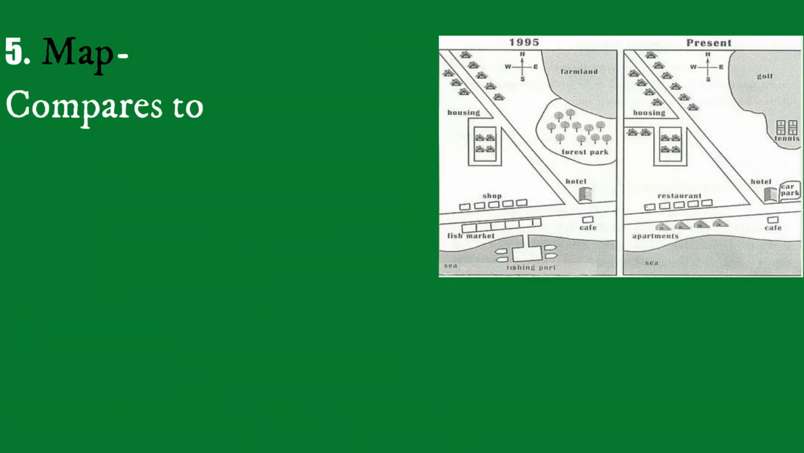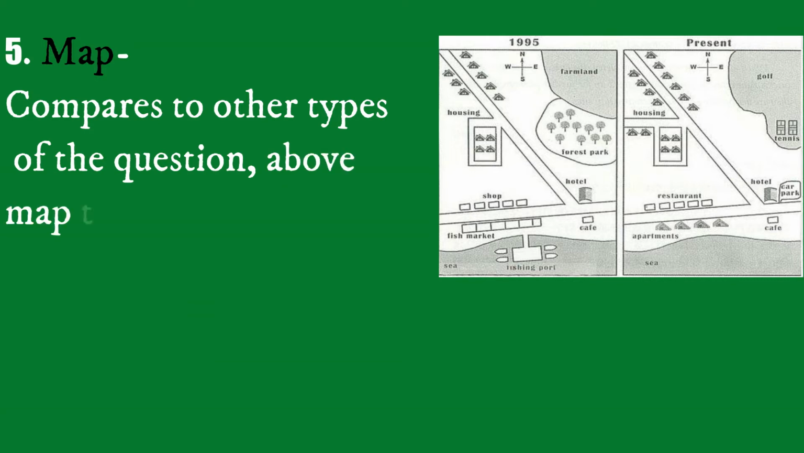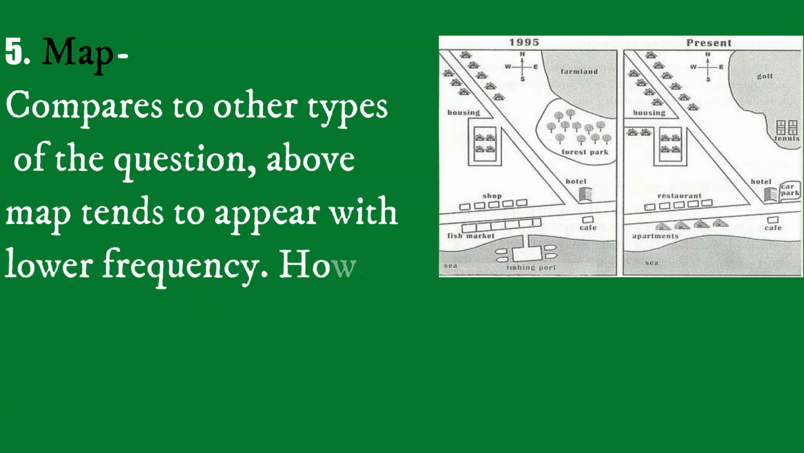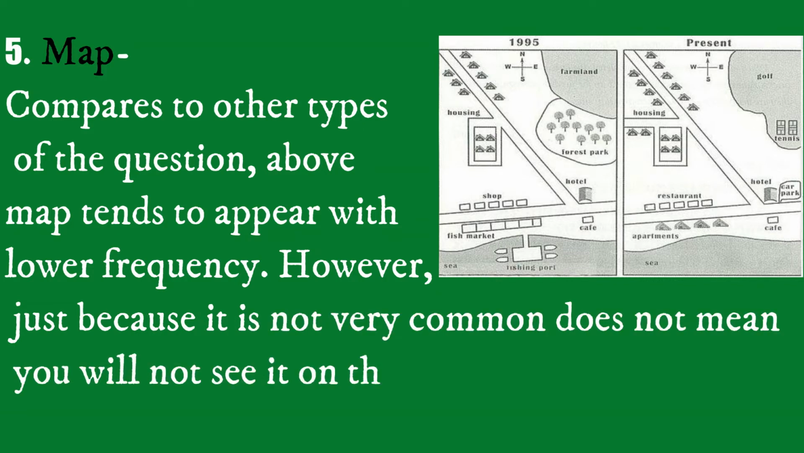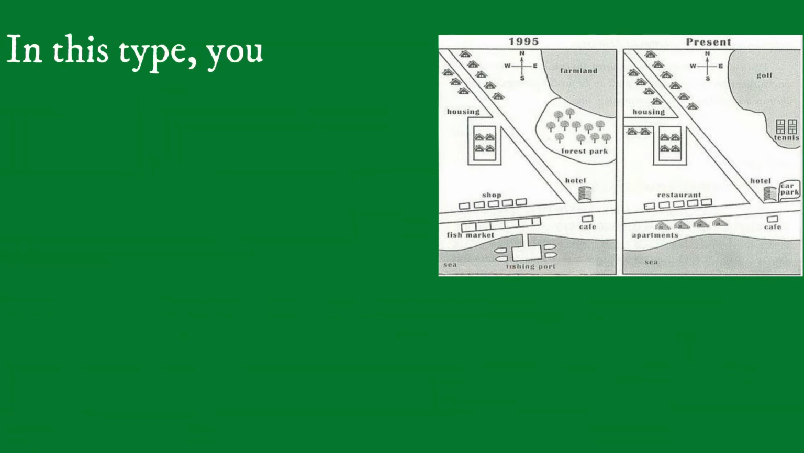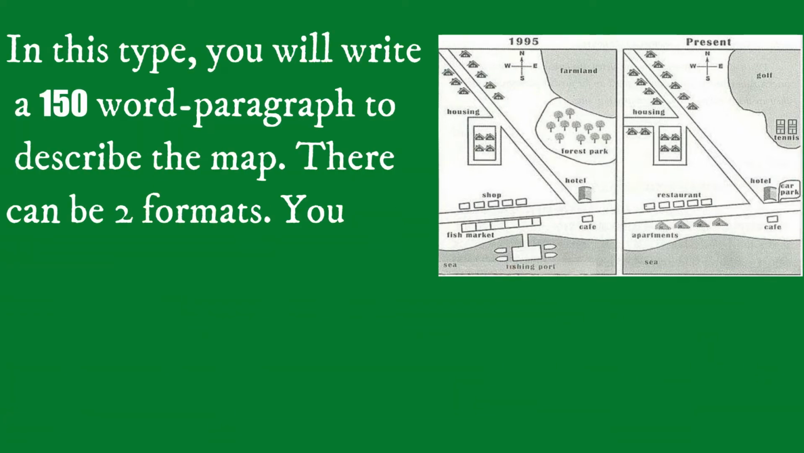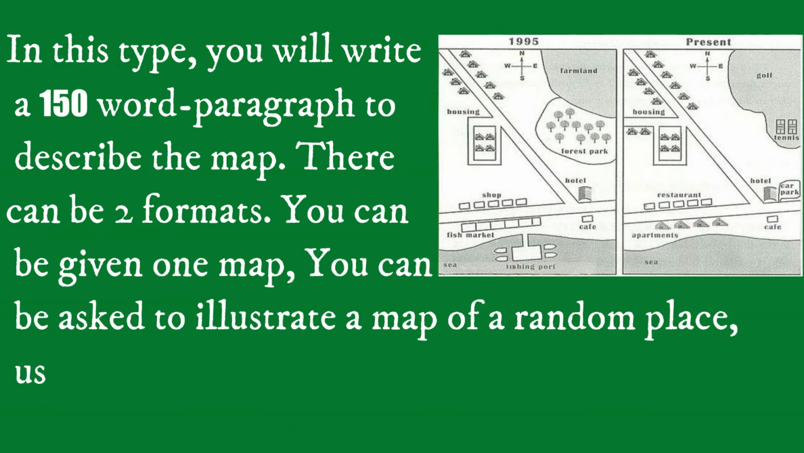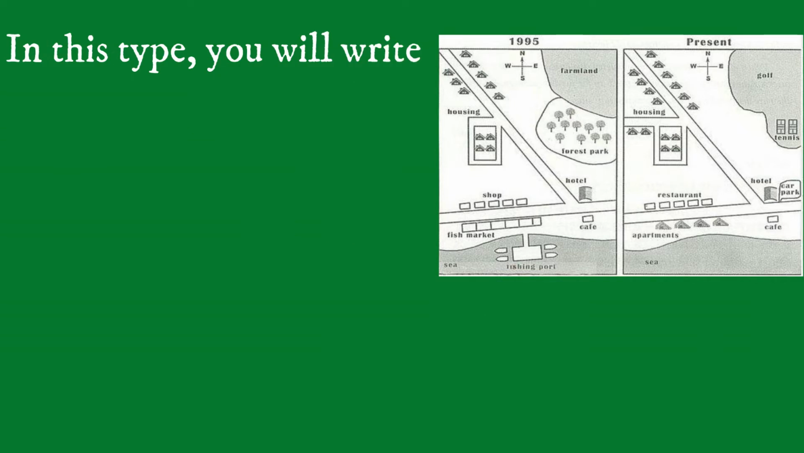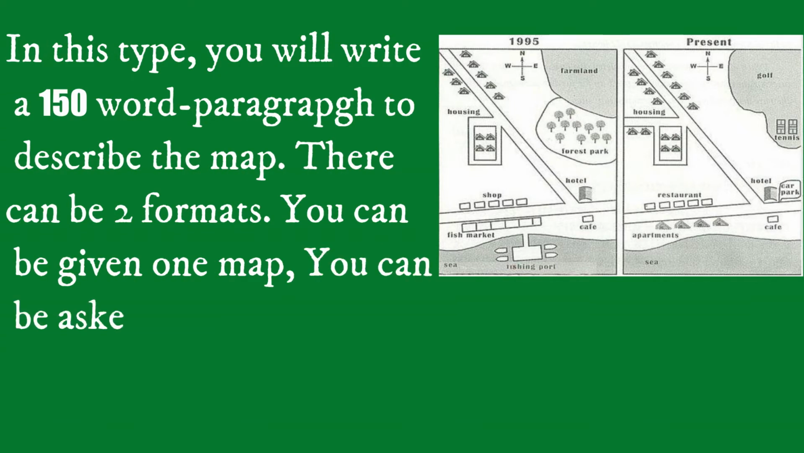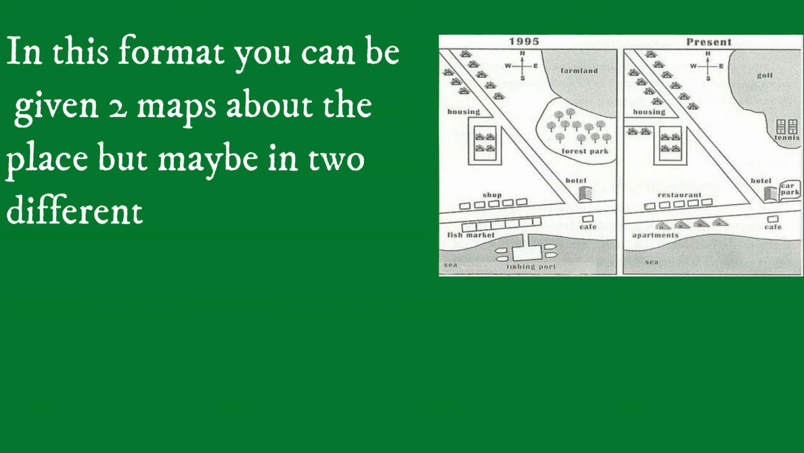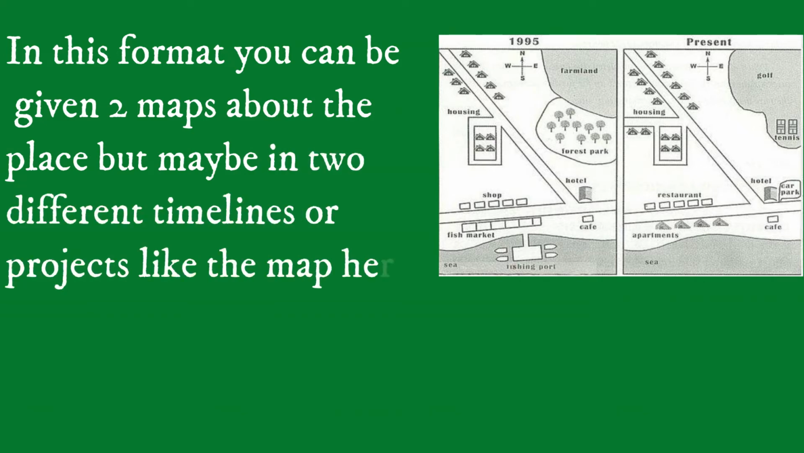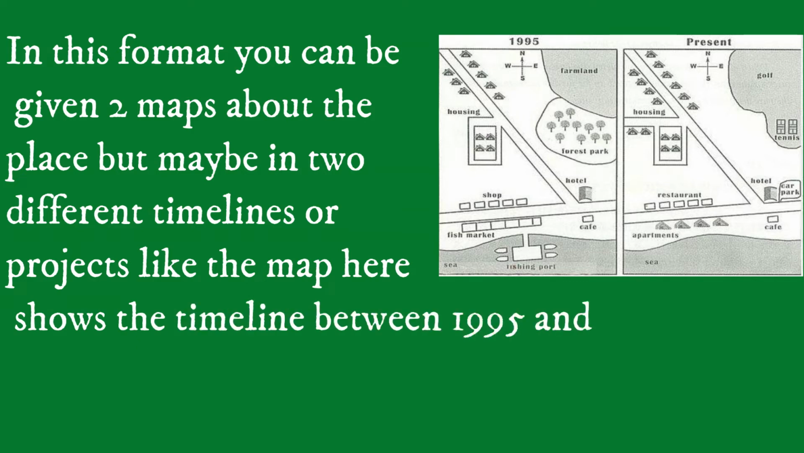The next type is the map. Compared to the other types of questions above, maps tend to appear with lower frequency. However, because it's not very common does not mean you will not see it on the test. So, prepare for it very well. In this type, you will write a 150 word paragraph to describe the map. There can be two formats. You can be given one map, illustrating a random place, usually in the present. Or you can be given two maps. In this format, you will be given two maps about the same place but in two different timelines or projects. Like the map given here, it shows the timeline in 1995 and in the present.